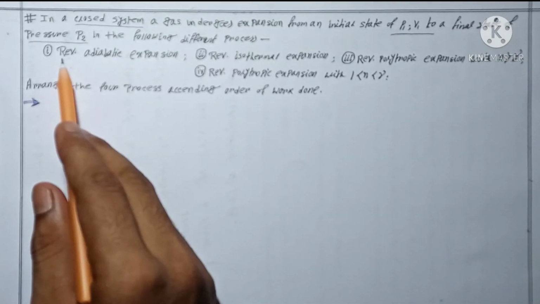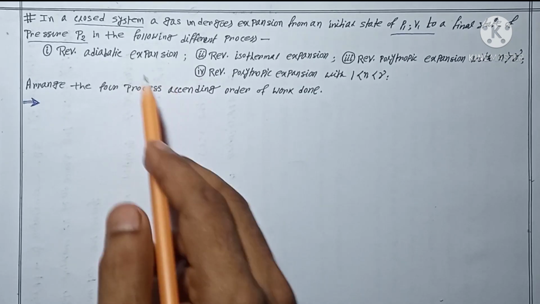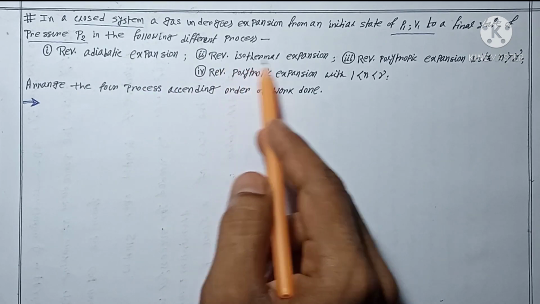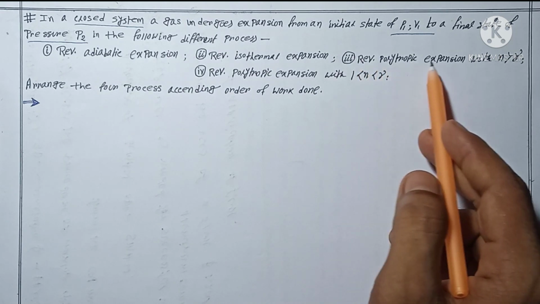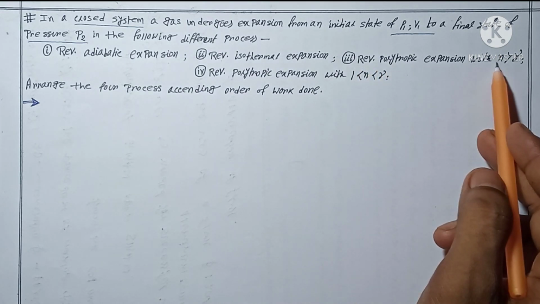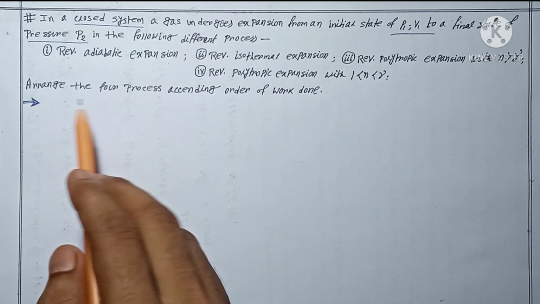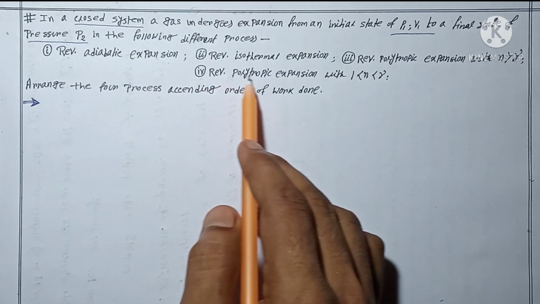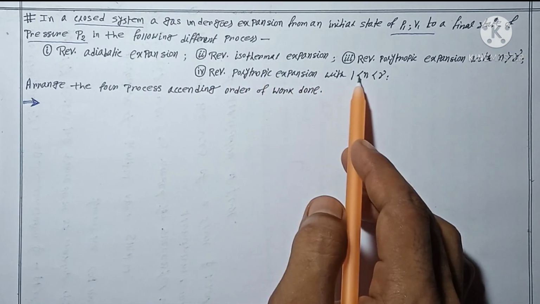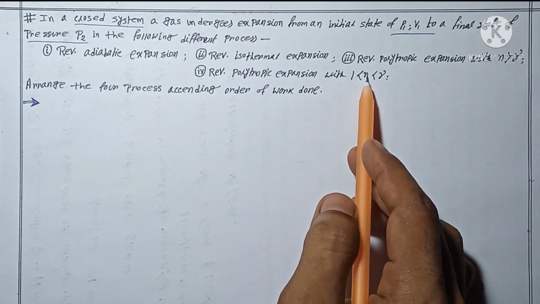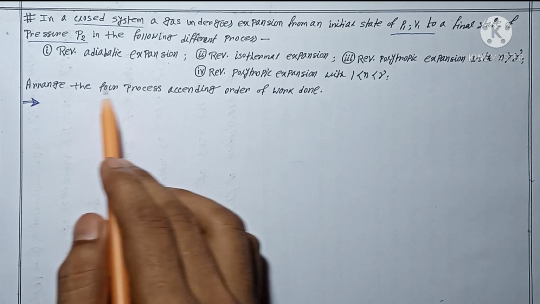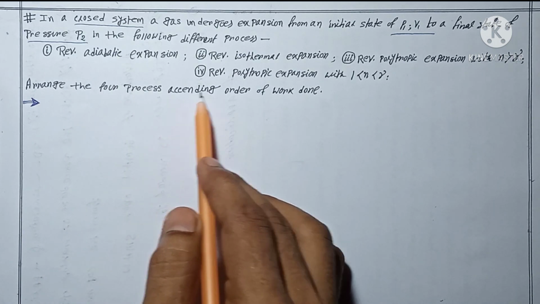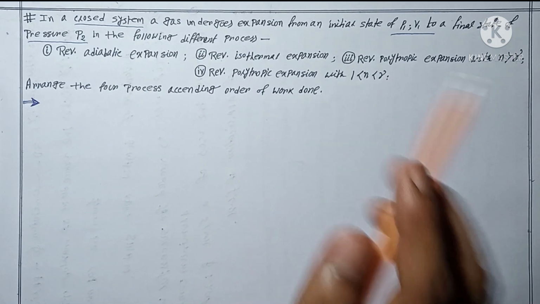Now the first process is reversible adiabatic expansion, the second process is reversible isothermal expansion, the third process is reversible polytropic expansion with n greater than gamma, and the fourth process is reversible polytropic expansion with n greater than 1 and less than gamma. Now what we have to do is arrange the four processes in ascending order of work done.